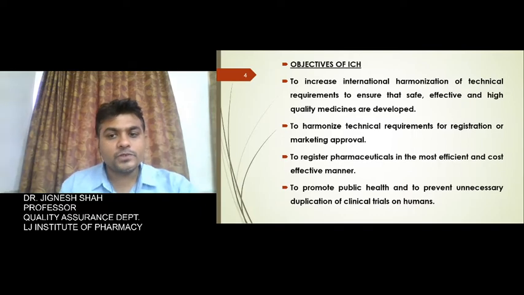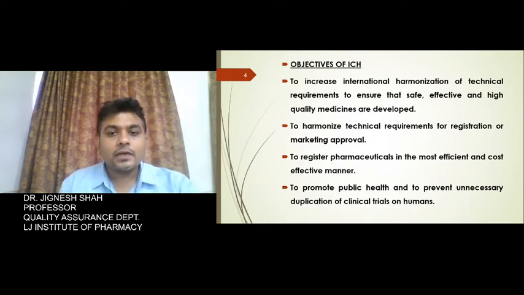The third important objective of ICH guidelines is to register pharmaceuticals in the most efficient and cost effective manner. Once we have determined all the technical requirements which are harmonized by the regulatory authority, and identified the registration requirements which are made similar throughout the world, we can develop the most efficient and cost effective manner for providing the drugs throughout the world. This will help all the pharmaceutical companies to make their management easier, more efficient, and more cost effective, and this is how drugs can be made cheaper and provided to all the people throughout the world.